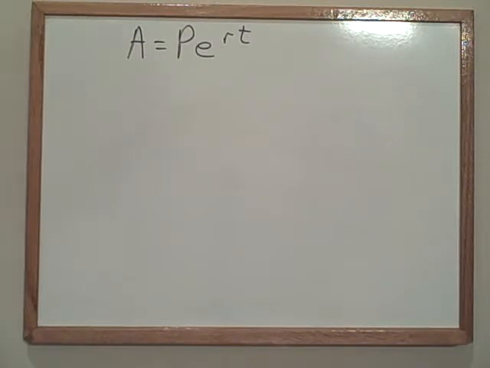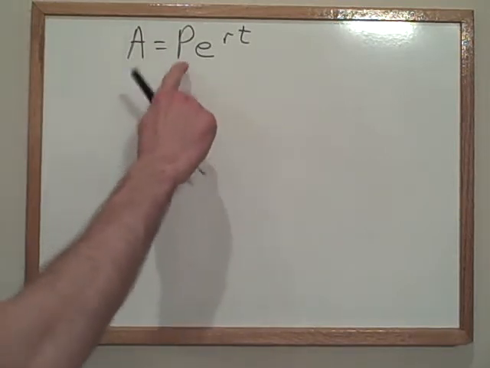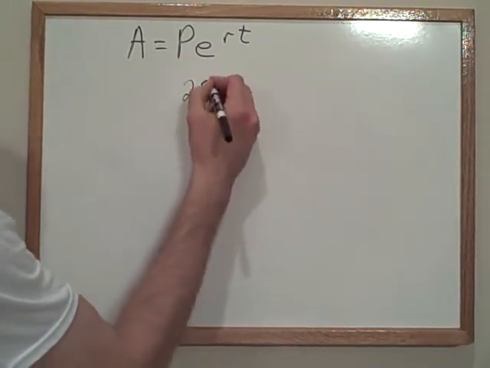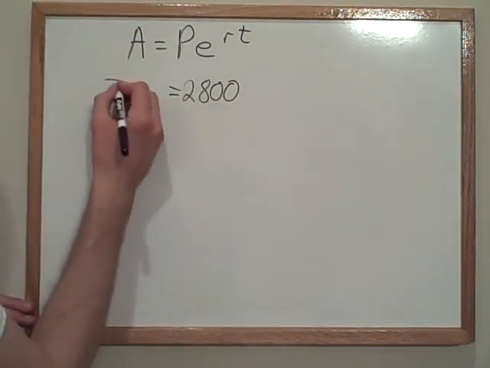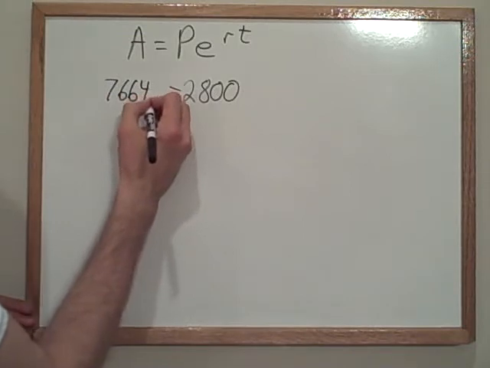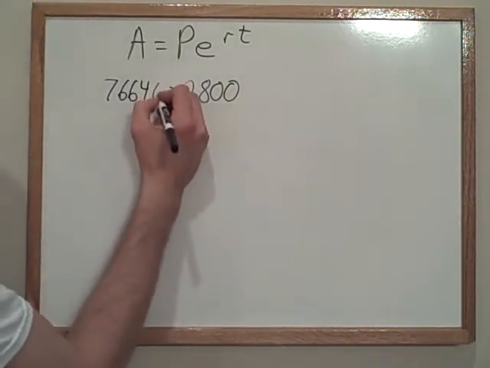Your money market account grew from $2,800 to $7,664.65 in 19 years. Okay. Where it started is your principal. That's your original. It was $2,800 and it grew to $7,664.65.